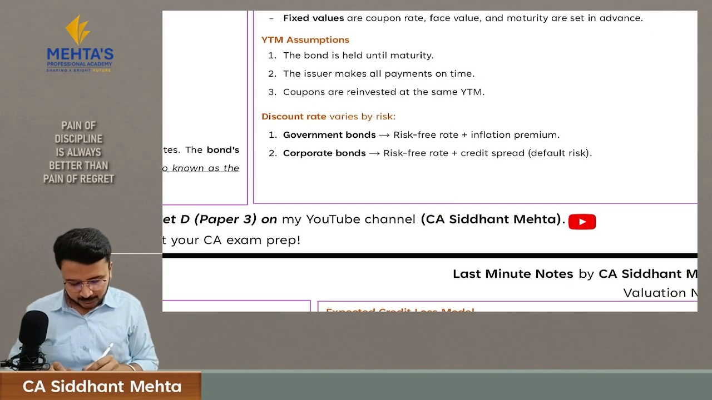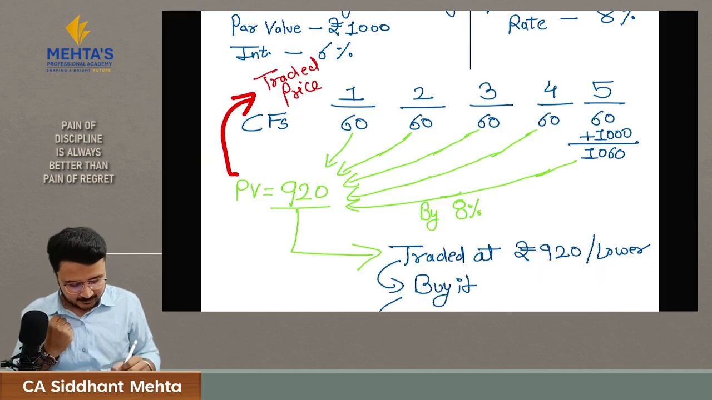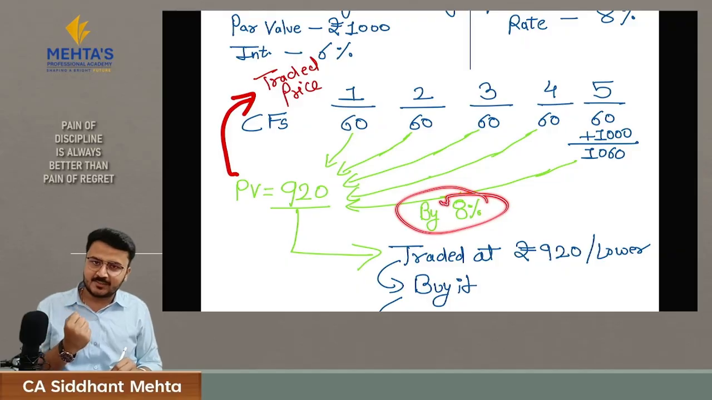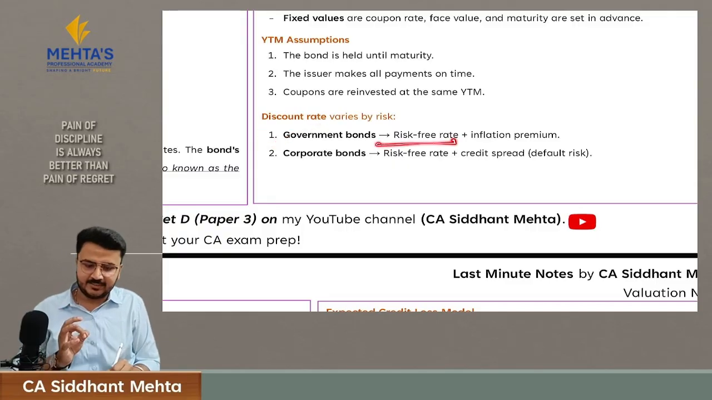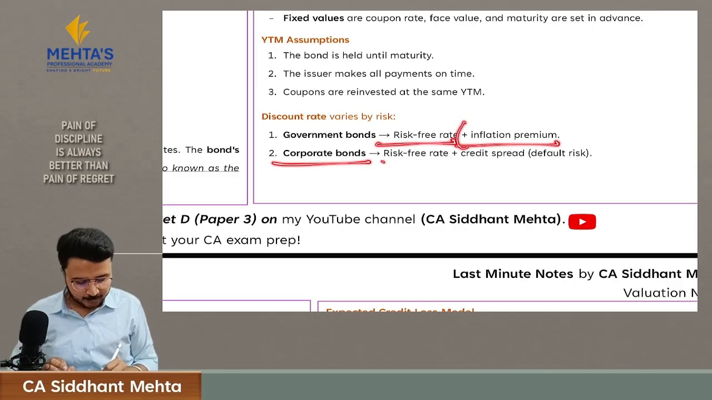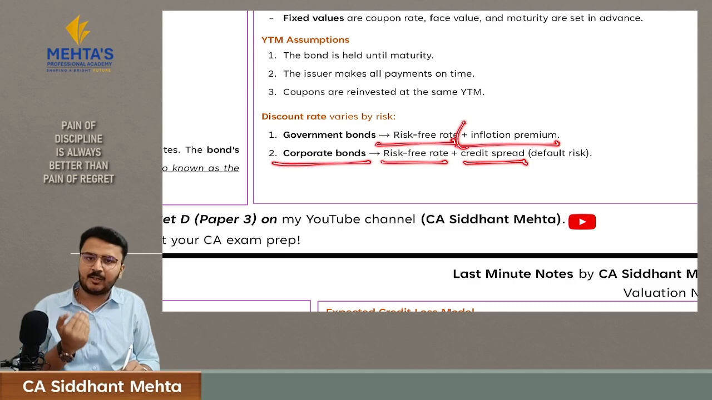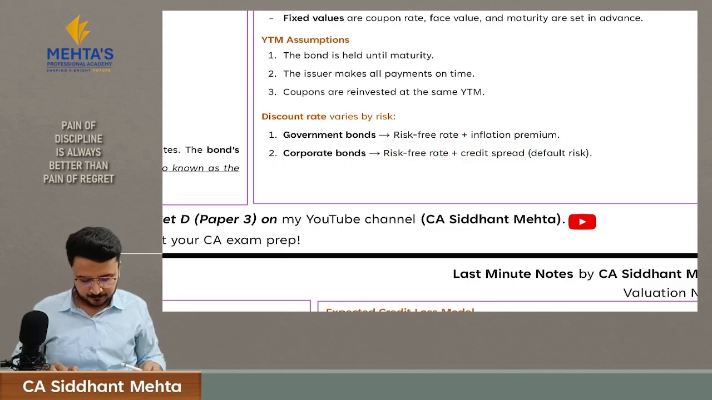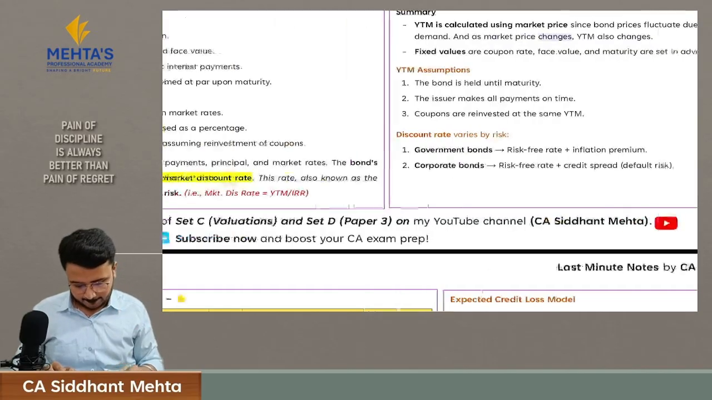So your discounting rate is nothing but the rate which you use to discount your cash flow. Like here we use 8%. If this 8% is not given in your question, then what will you use? If it is a government bond, then you will use the risk-free rate plus inflation premium. And if it is a corporate bond, then you will use the risk-free rate plus credit spread. This credit spread will depend upon the credit rating of the company. So these are the rates which you will use if the market rate is not given to you.